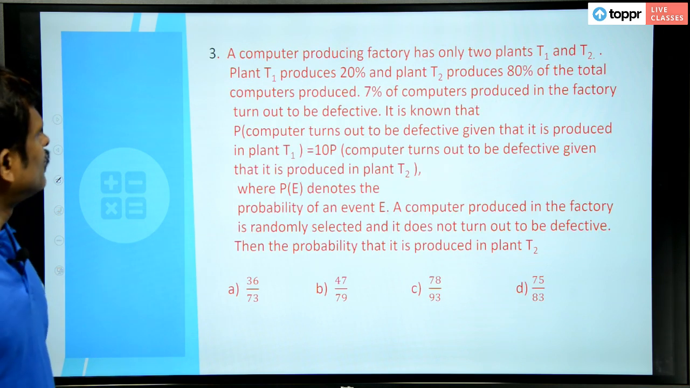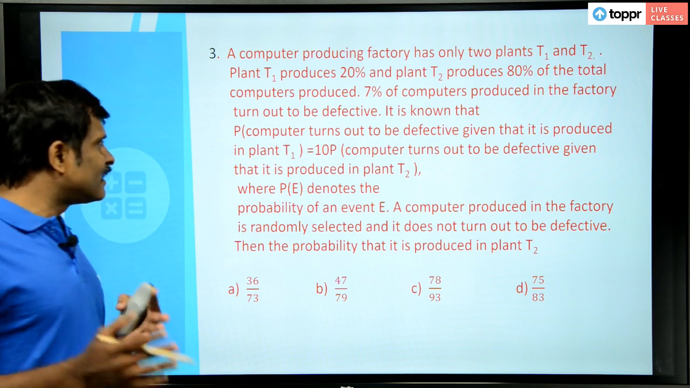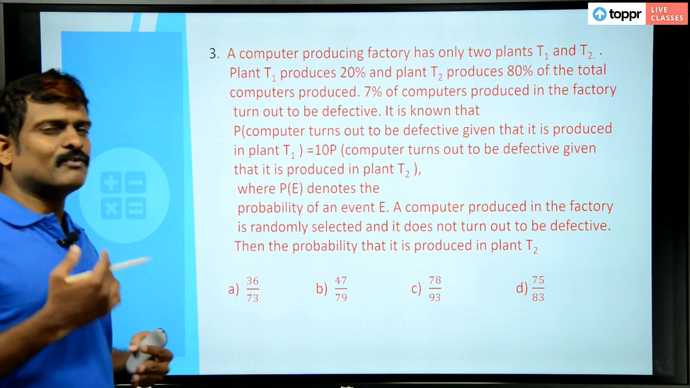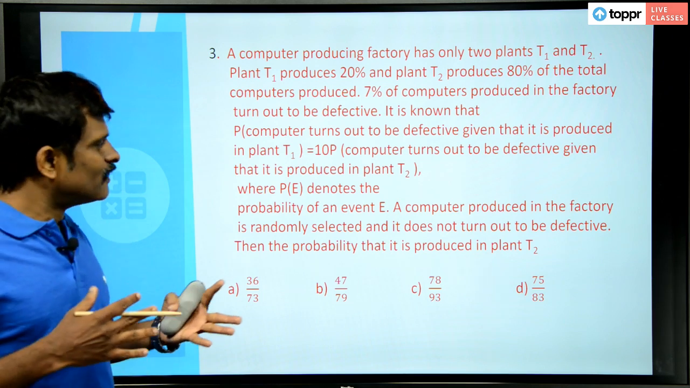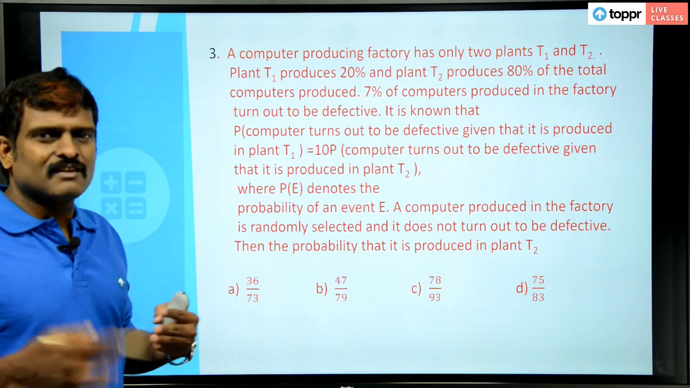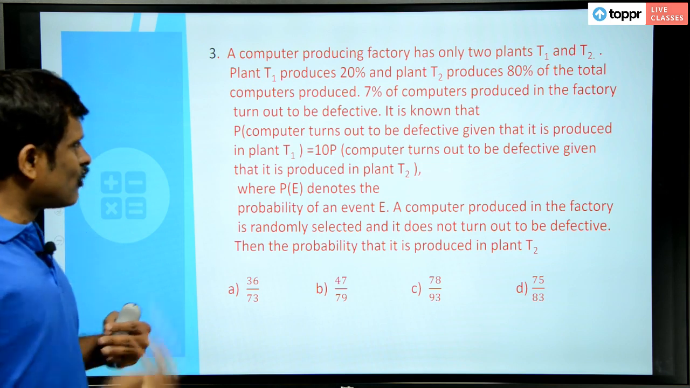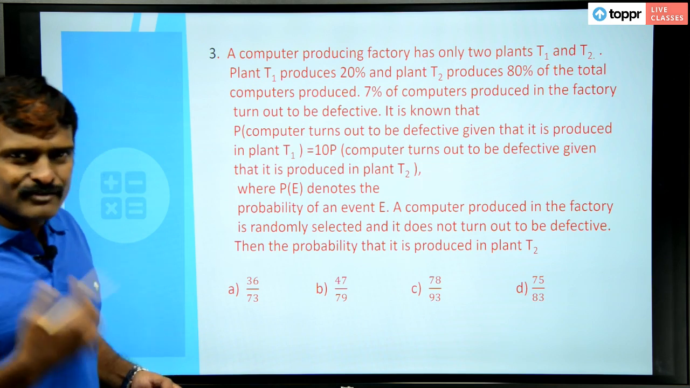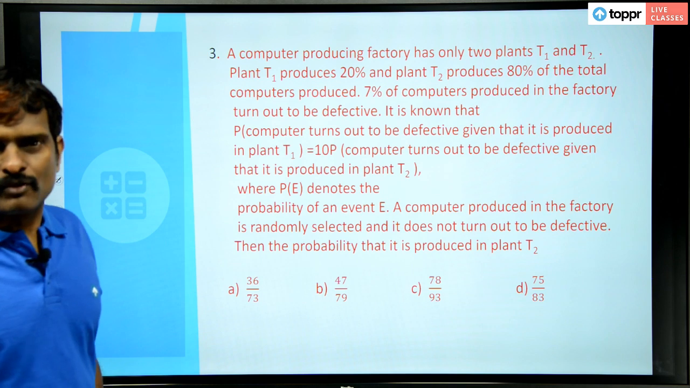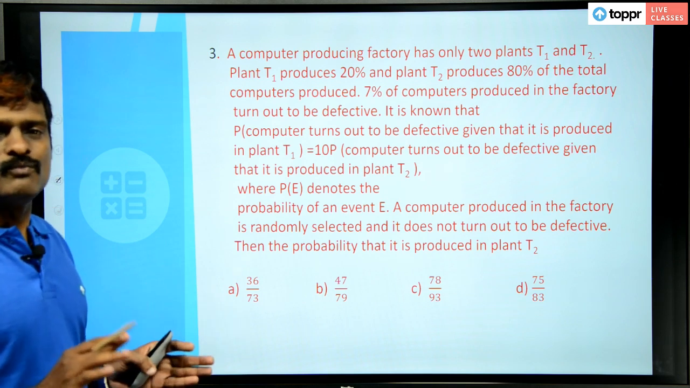One more thing: these probability questions will involve a lot of text. You will be given a scenario to read, understand, comprehend, and then derive some information from it and try to solve. So that is where you lose most of your time.